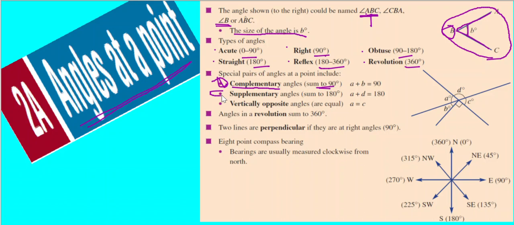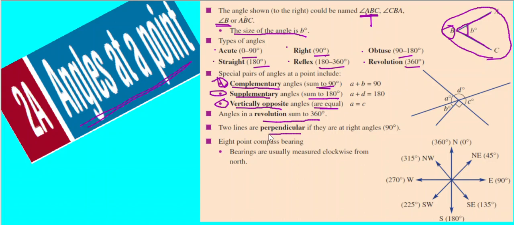We've got supplementary angles, which you can see here, which add up to 180. And we've also got vertically opposite angles, and they are equal. We've also got here that the angles in a revolution sum up to 360 degrees. We know that pretty well.